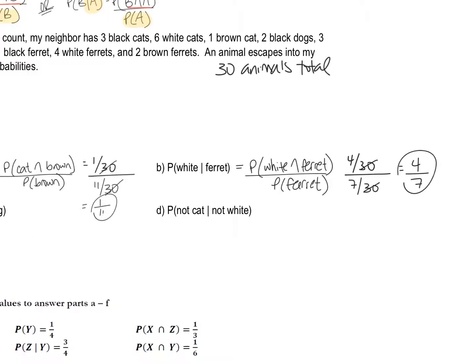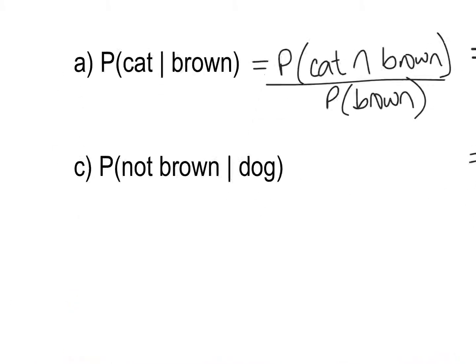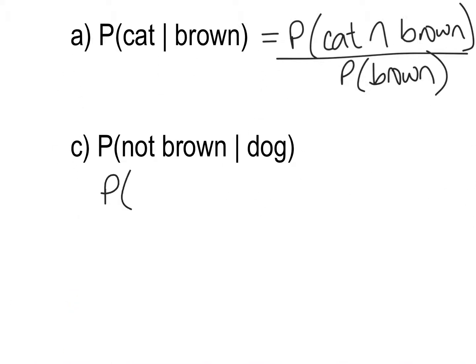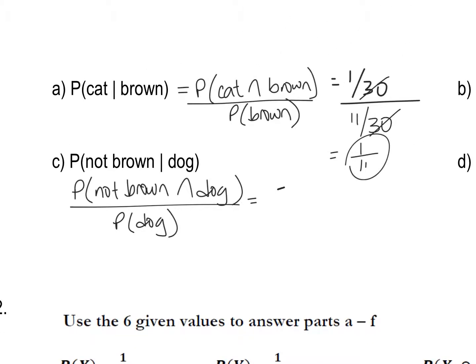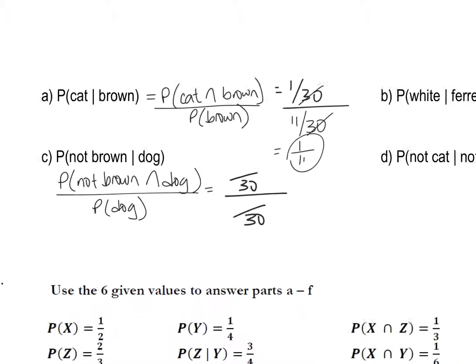Let's look at a couple more just for practice. Find the probability that it's not brown and a dog. What that means is all the dogs that aren't brown, all the not brown dogs, so the white one, the black one, whatever, divided by probability of dog. So again, it's out of 30 total for each part of the numerator and the denominator.